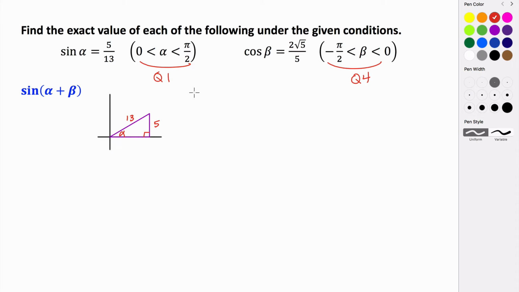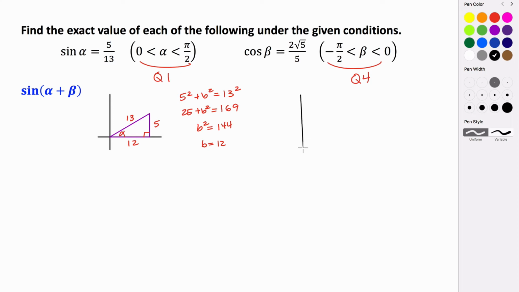So we're going to use the Pythagorean Theorem. 5 squared plus b squared equals 13 squared. That's 25 plus b squared equals 169. Subtract 25. b squared is 144. So that means that b is 12. So it's a Pythagorean triple: 5, 12, 13.